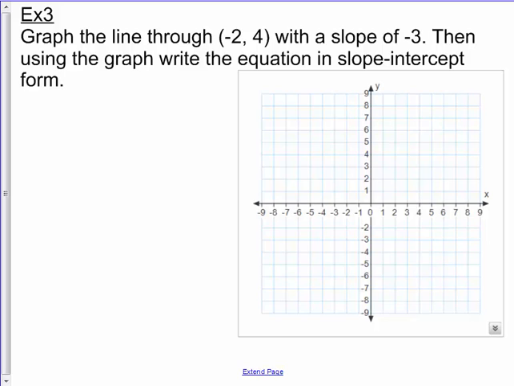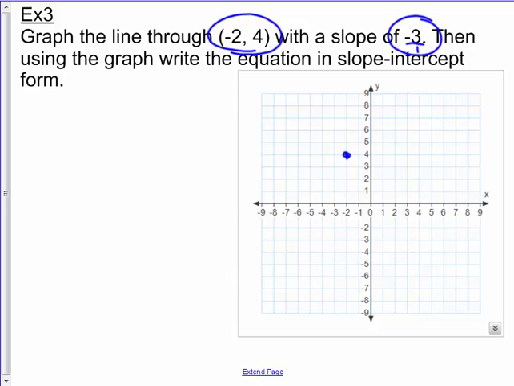In example 3, we're given the point negative 2, 4, and a slope of negative 3. We're going to graph it first, and then from the graph, we're going to come up with an equation. So we start, negative 2, 4 is there, with a slope of negative 3.